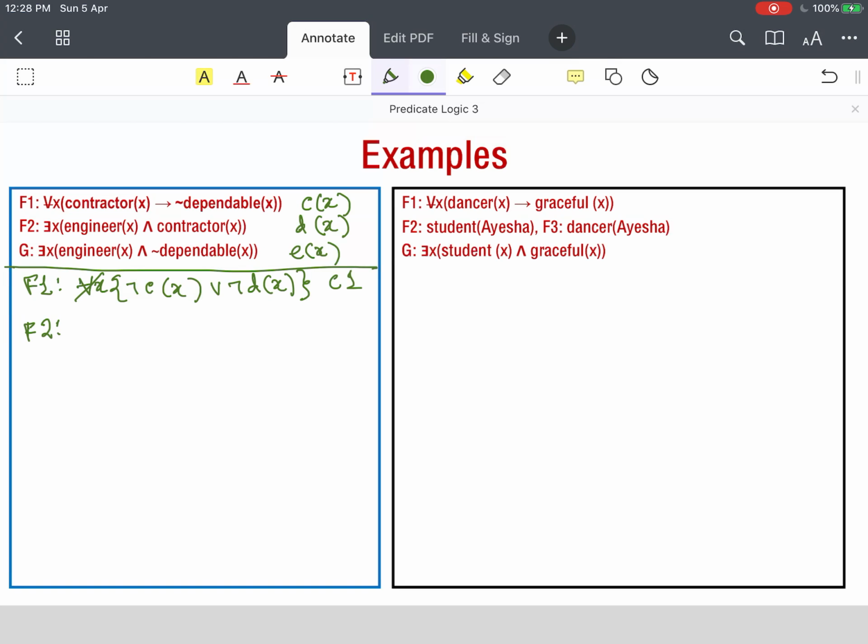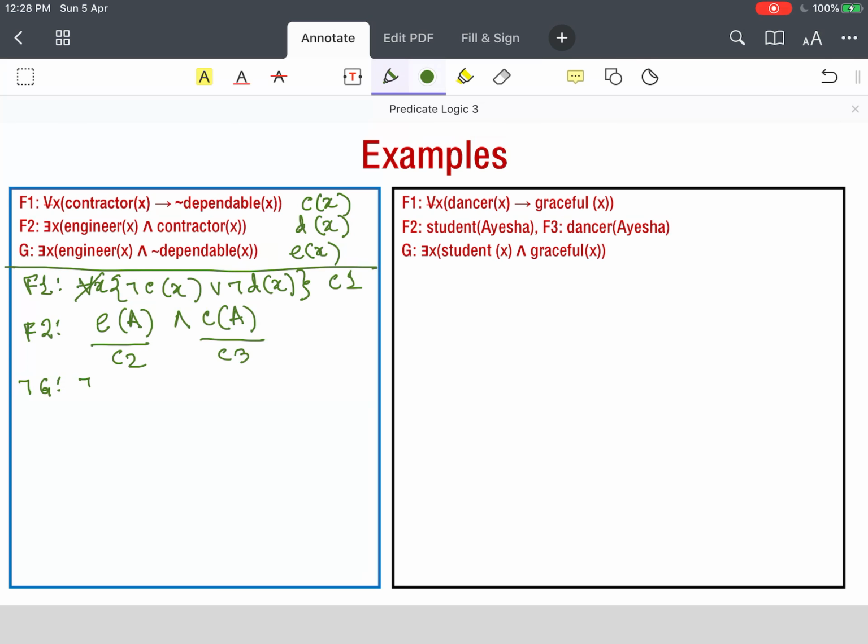From F2, what do we get? We get there exists x, engineer x and contractor x. And because of this there exists, we will now have to use the Skolem function. So we will use the Skolem function and we'll replace this by a constant, and we'll get ea and ca. Because x is not dependent on anybody, therefore we get two new clauses, C2 and C3.